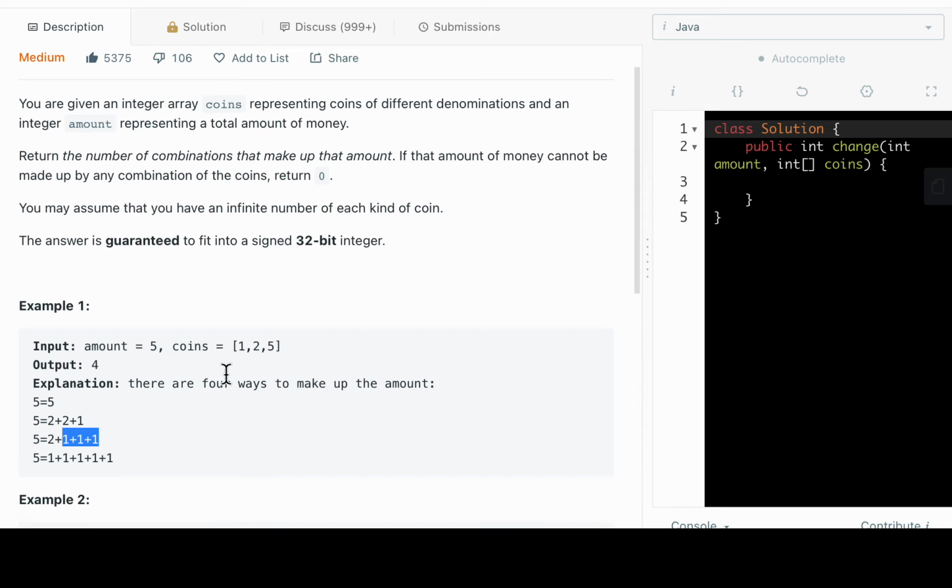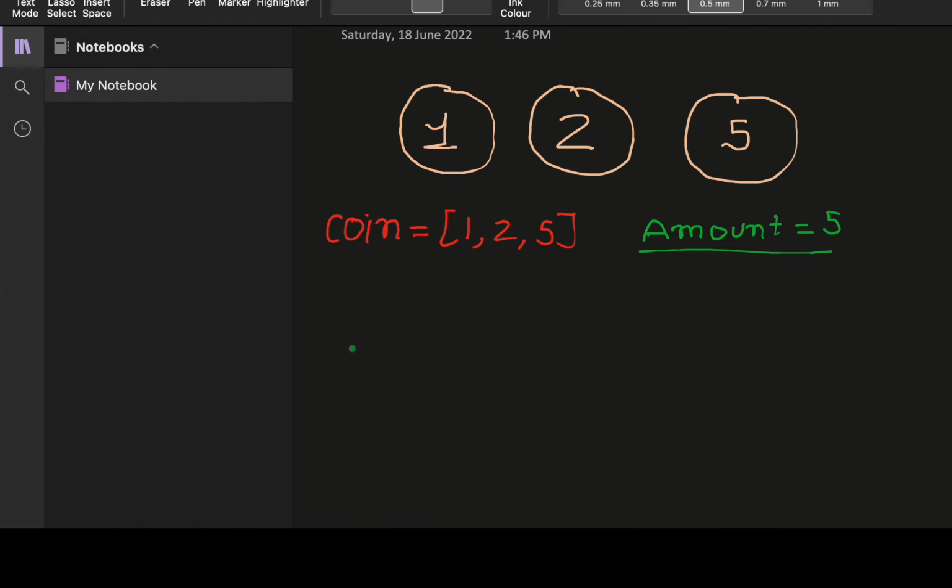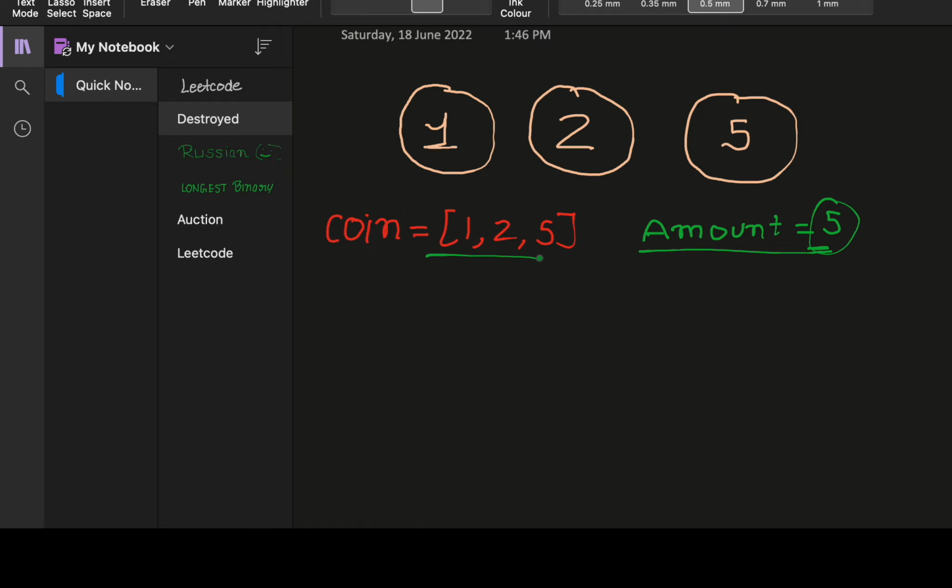This is basically a dynamic programming question. First of all we will try to solve this question recursively, then we will find where there is overlapping, and at the end we will do dynamic programming. So let's see the problem. We are given this particular amount and we have to pay it using these coins. So we try to do this problem recursively.